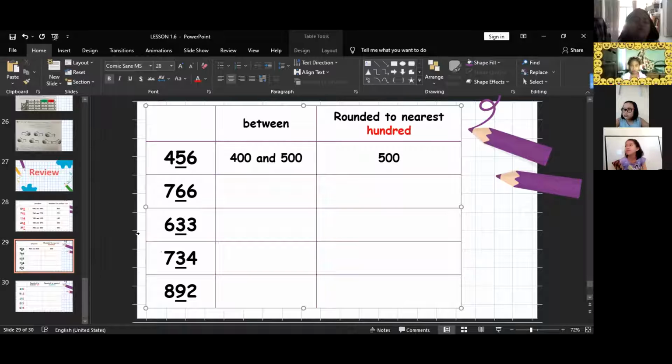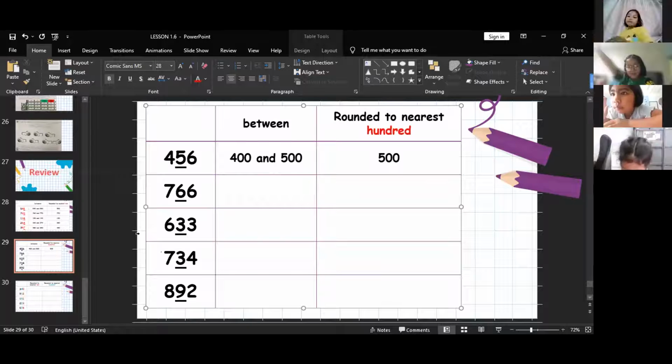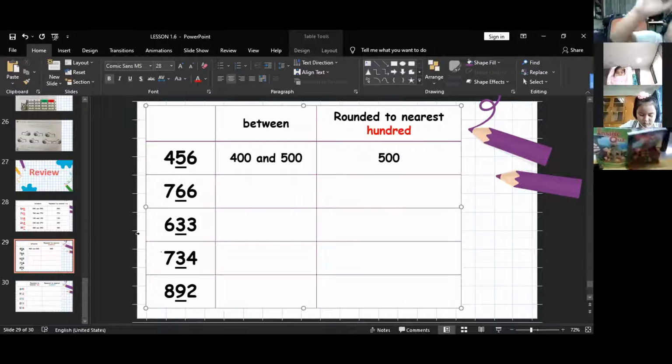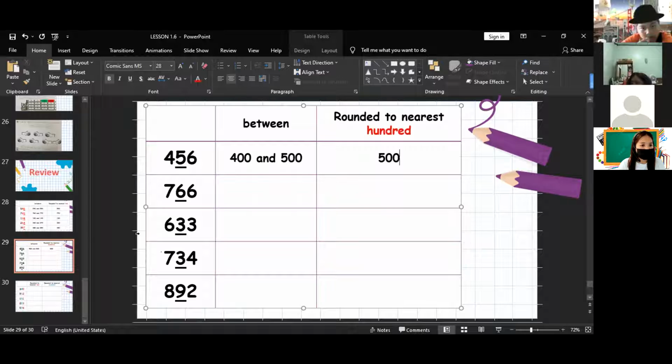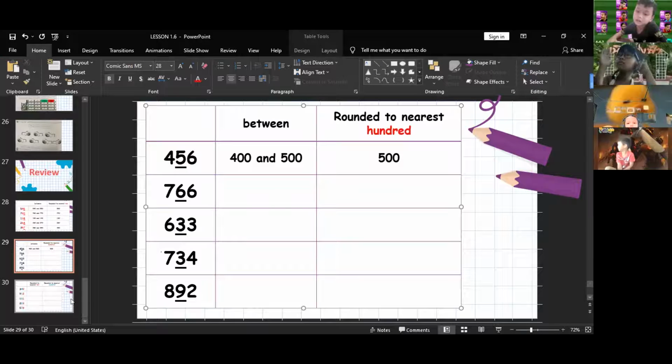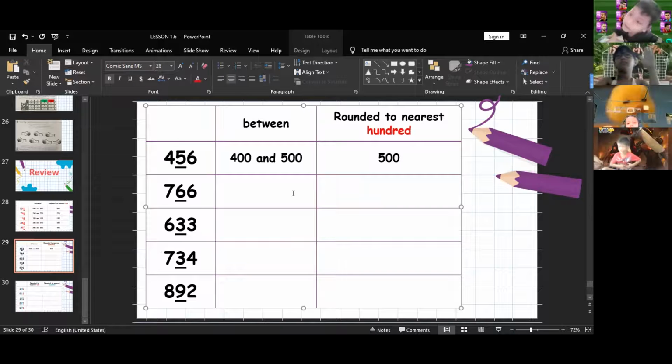Okay, how about in number two? Number two. Come on. Where's Popyang? Popyang is raising her hand a while ago. Where are you now? Okay, Yada first. I cannot find Poppy. Okay, Yada, you're raising your hand. Okay, number two. Can you read the number? 766. Okay, 766. 766 is between what numbers?